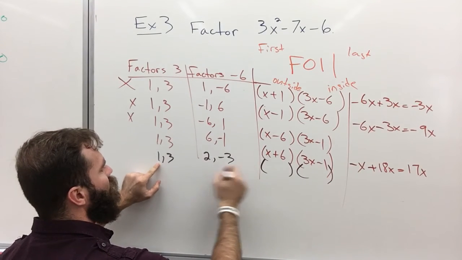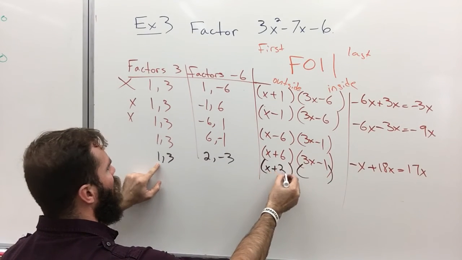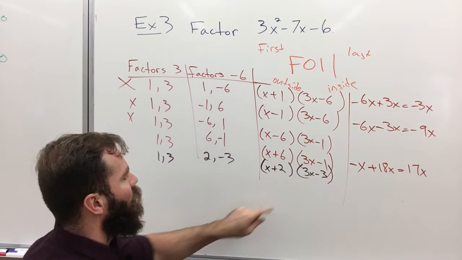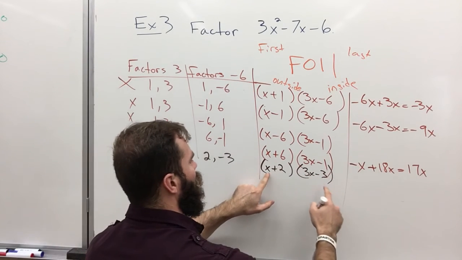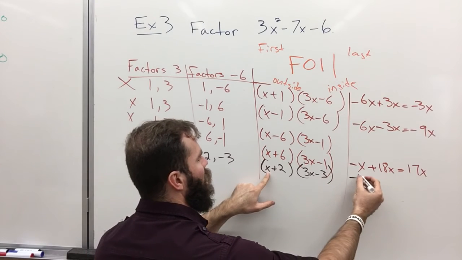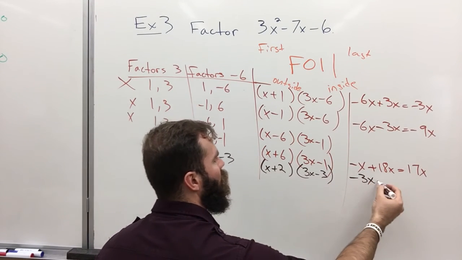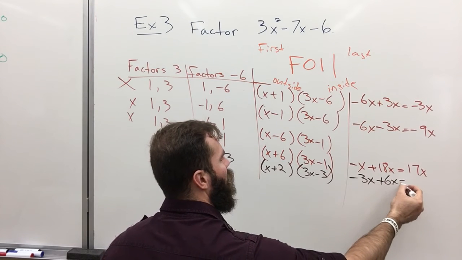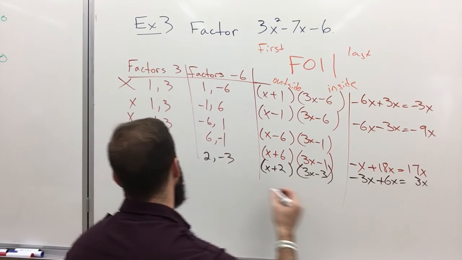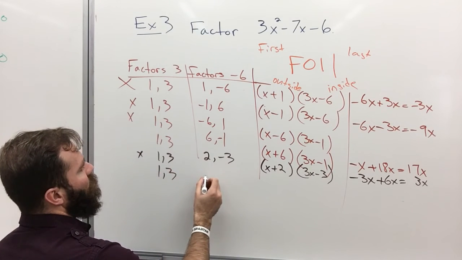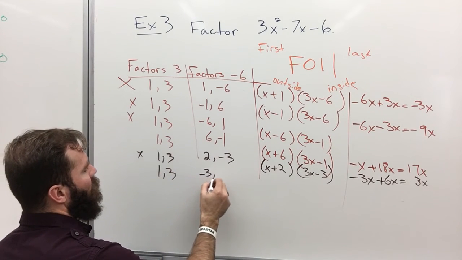Okay, 1 and 2, so 1x plus 2. 3, negative 3, 3x minus 3. Look at the outside numbers. Negative 3 times x is negative 3x. Inside numbers, 3x times 2 is a positive 6x. That equals 3x. Okay, that one's not correct. Let's go to another one. Let's do negative 3 comma 2.